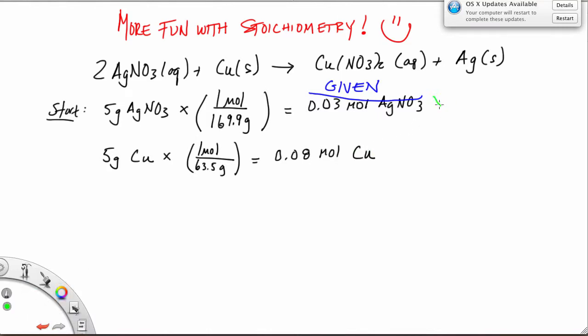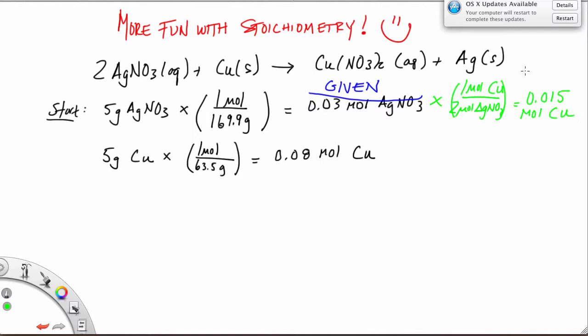So what we do is we take what we're given in moles. Now I want to figure out how much copper is needed to react with this much silver nitrate in perfect proportion. Since my balanced chemical equation gives me those perfect proportions, I need 1 mole of copper for 2 moles of silver nitrate. So my problem is 0.03 divided by 2, which is 0.015. And forgive me for not using sig figs here, but 0.015 moles of copper is what I calculate here.